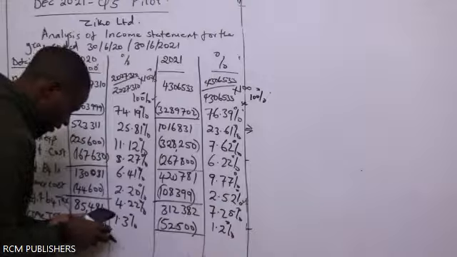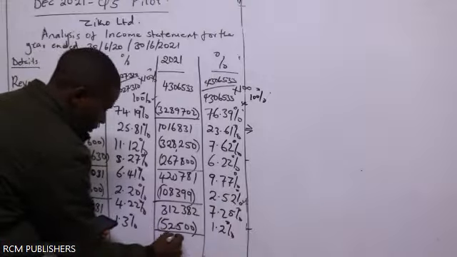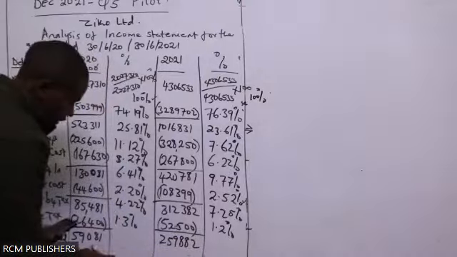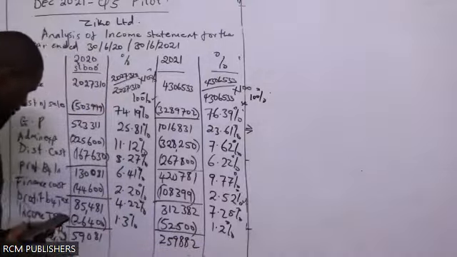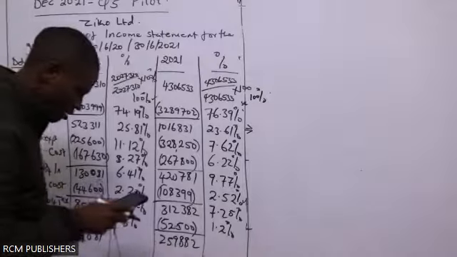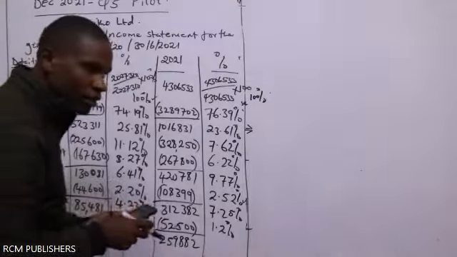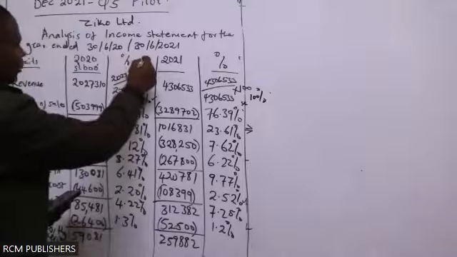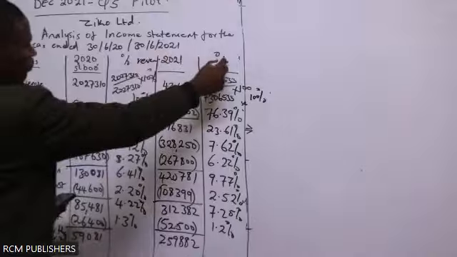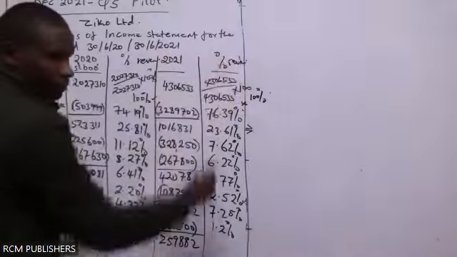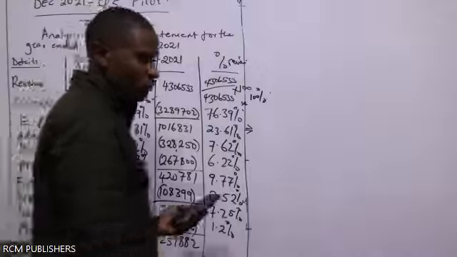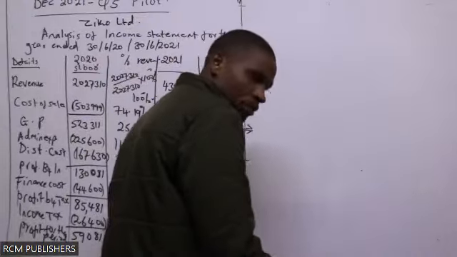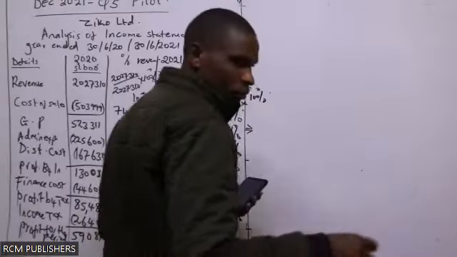59,081, 259,882, 259,882. Haya, patia hii ya profit for the year, napata ngapi? Profit for the year, as a percentage of revenue, profit for the year mnapata ngapi? Then you go to dividend, of course. Go to dividend.